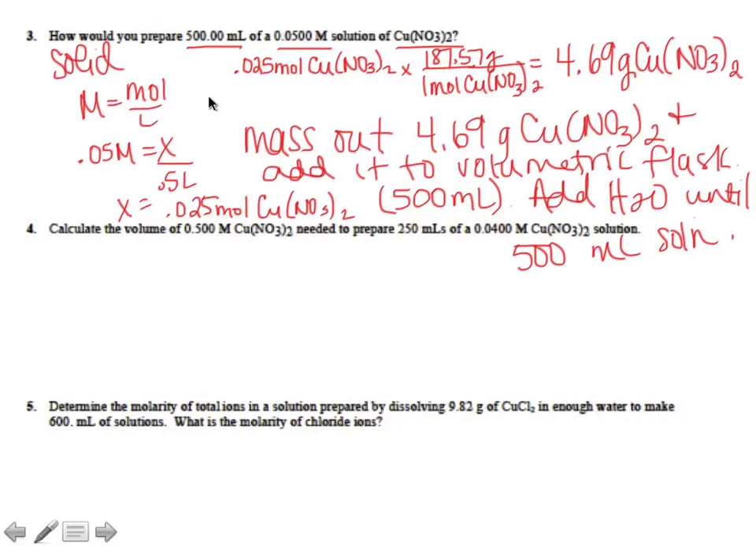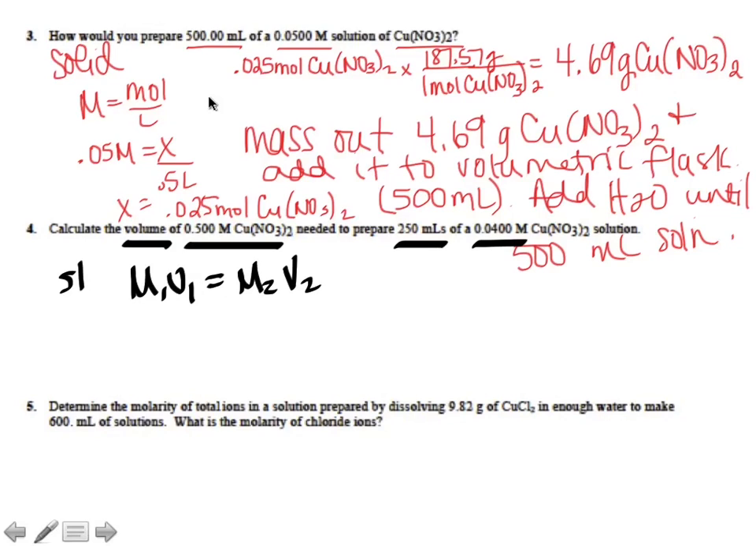All right, calculate the volume of a 0.5 molar copper 2 nitrate solution needed to prepare 250 mils of a 0.04 molar copper 2 nitrate solution. So what kind of problem is this? Dilution. And what is the equation for dilution? M1 V1 is equal to M2 V2.